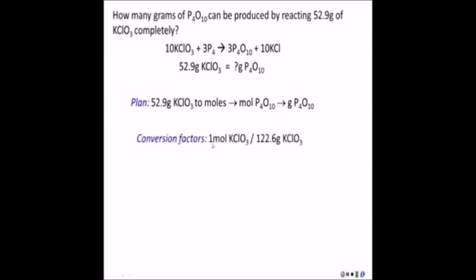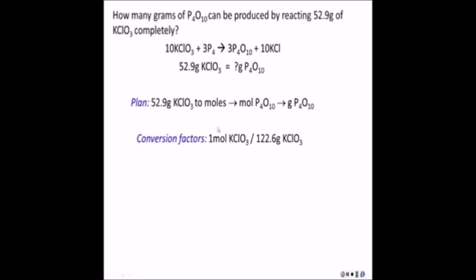Okay, here we go. Question: 52.9 grams of potassium chlorate. How many grams of tetraphosphorus decoxide can I make? So I'm going to go from grams of KClO3 to moles by using its molar mass. I'm going to use the balanced equation to go from moles of KClO3 to moles of P4O10. And then I'm going to go from moles of P4O10 to grams of P4O10. Again, 3 conversion factors. So let's line them up.